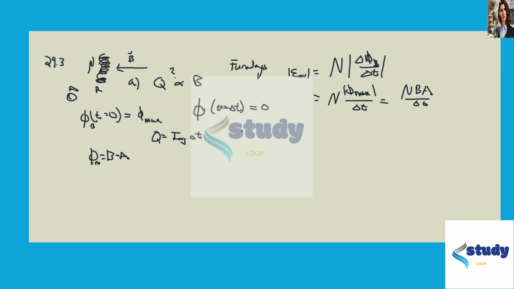Ohm's law says the current is given as the average EMF, or voltage, over the resistance. And the resistance of our coil is just R. So we can plug our equation in here, and we get N B A over R delta t. Okay? And so this is our average current.